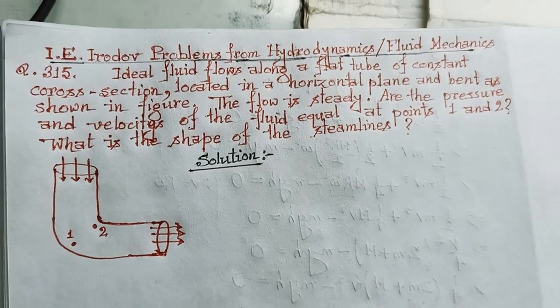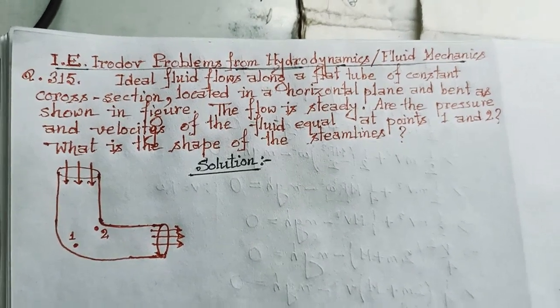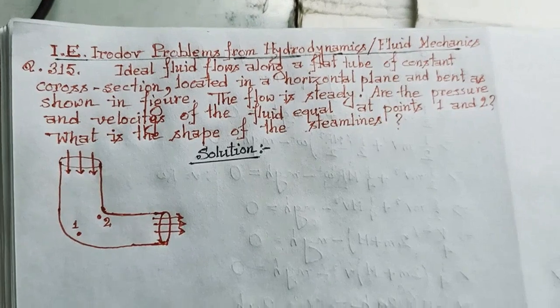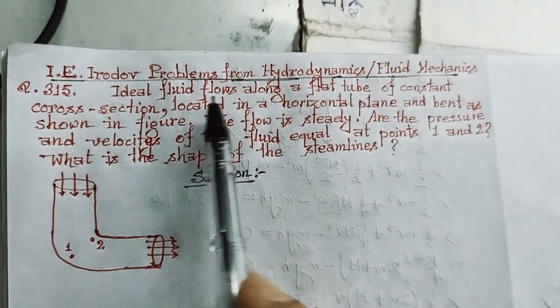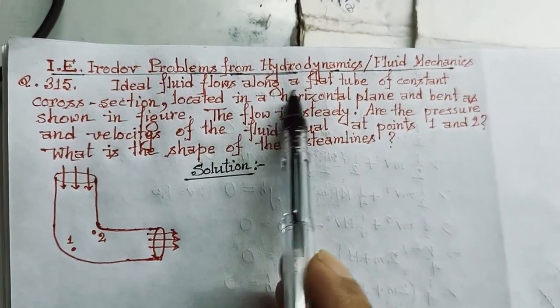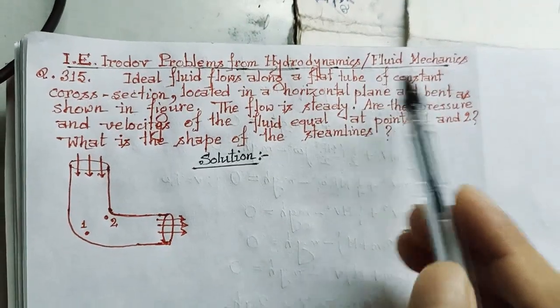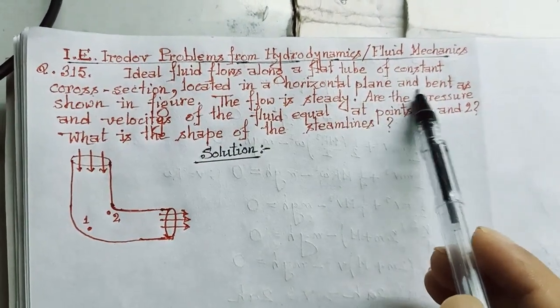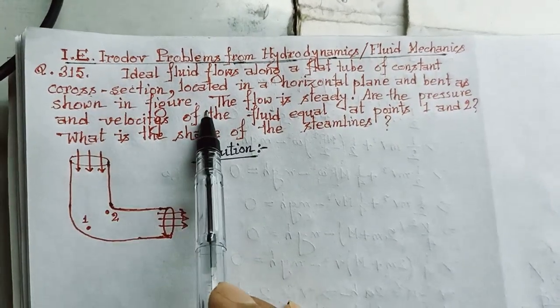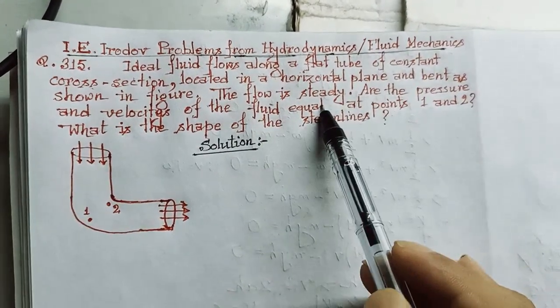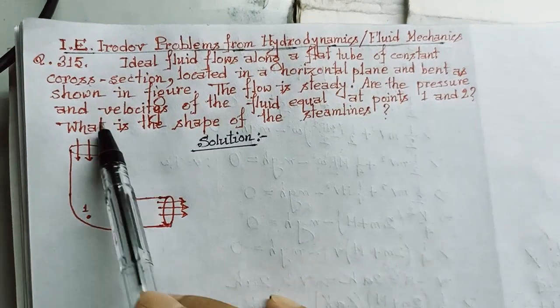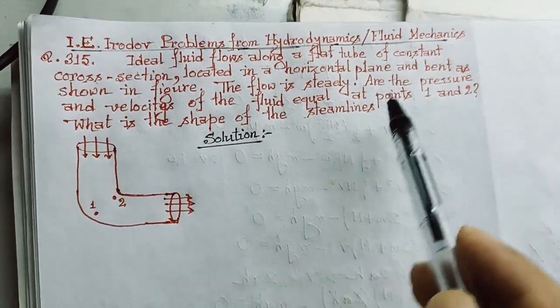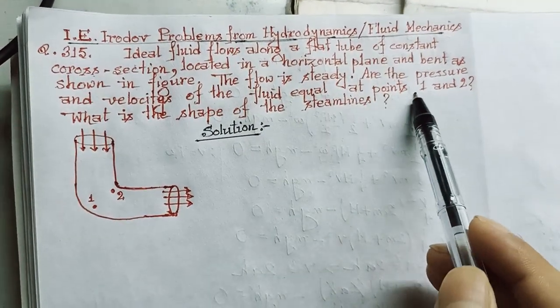This is a problem from I. E. Irodov, Hydrodynamics of Fluid Mechanics, question number 315. In this question it is given that an ideal fluid flows along a flat tube of constant cross section located in a horizontal plane and is bent as shown in the figure. The flow is steady. Are the pressure and velocity of the fluid equal at points 1 and 2?